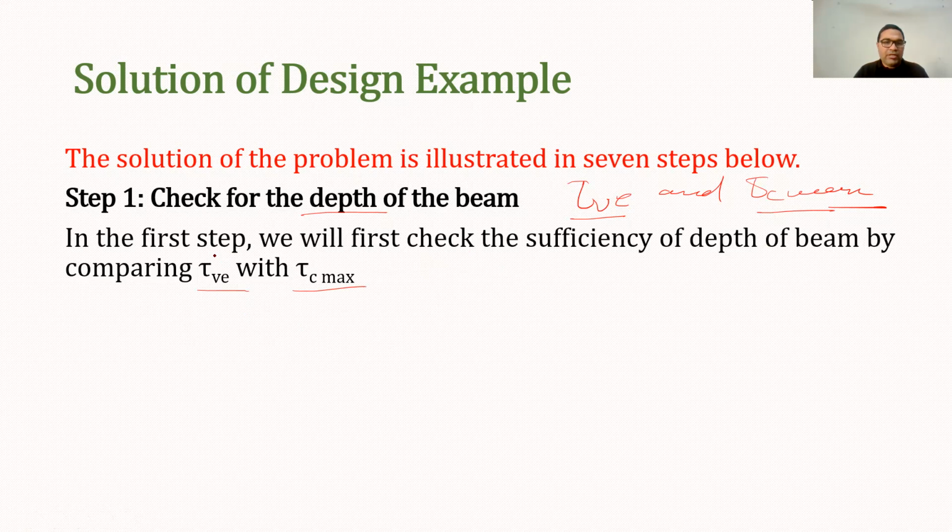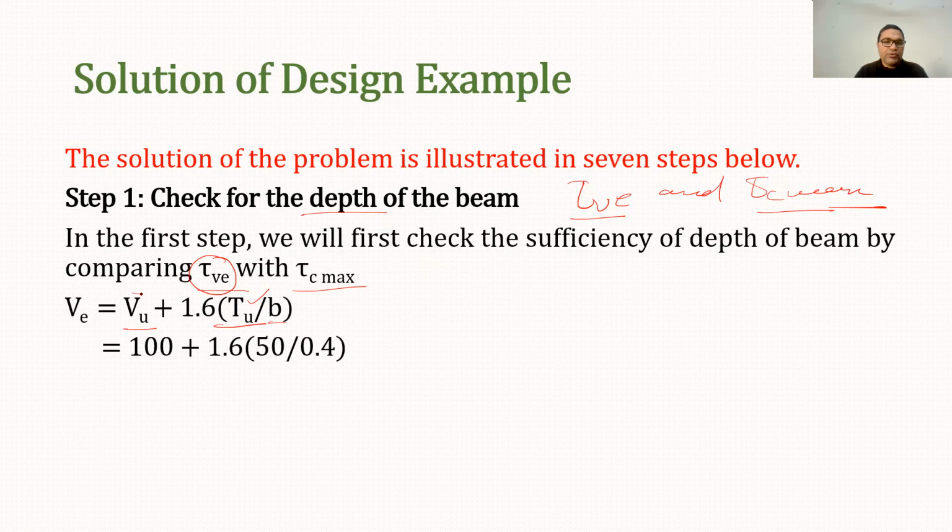Now, we can calculate tau VE only when we are able to find out the value of VE, which is the equivalent shear force. So equivalent shear force can be calculated by this formula, as I explained earlier also. And in this, we have value VU, TU. So VU and TU both are given in our problem. B is the breadth of beam. So putting all the values.